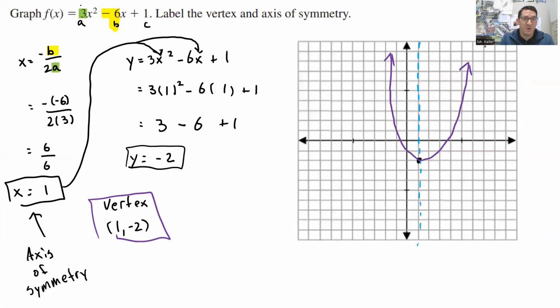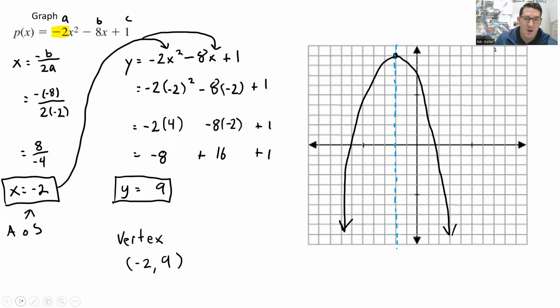So again, here, if we look at the 3 is positive, that's why it opens up. We look at that first term, whether it's positive or negative. That's going to tell you if it opens up or down. And that will do it for our lesson. Next time, we're going to be getting into adding and subtracting polynomials.